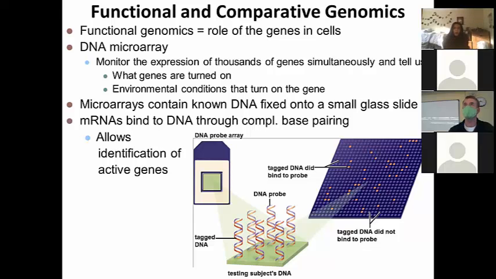So we have all the sequences, but what we need to do now is figure out what these sequences do. One of the ways of doing that is functional and comparative genomics. And so essentially, what's done is this. You look at what genes are expressed. What we have on the screen is something called a microarray.